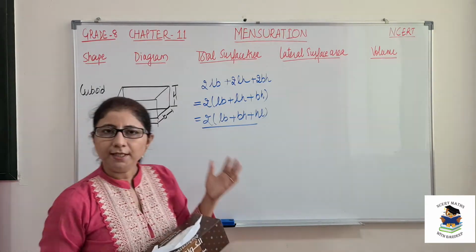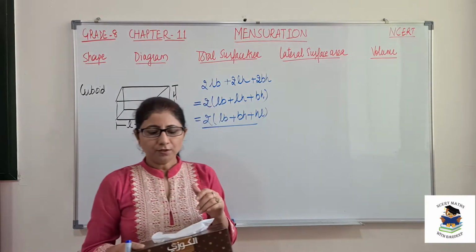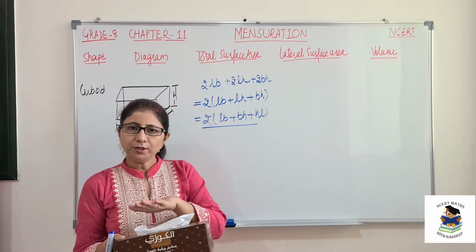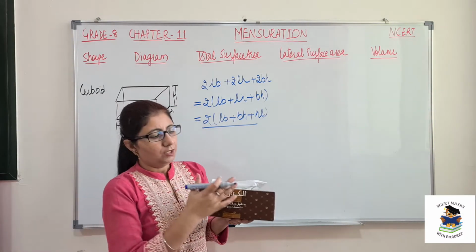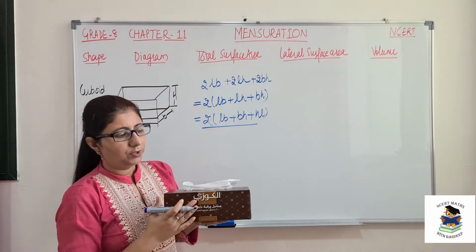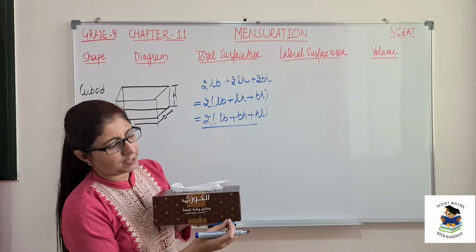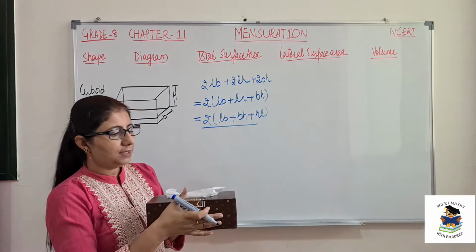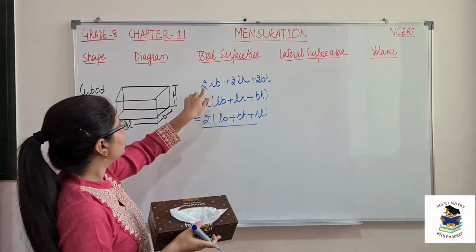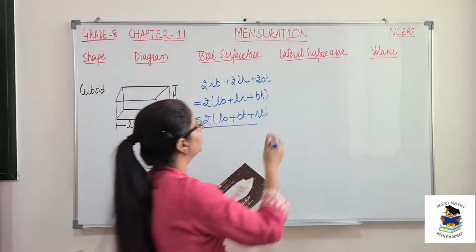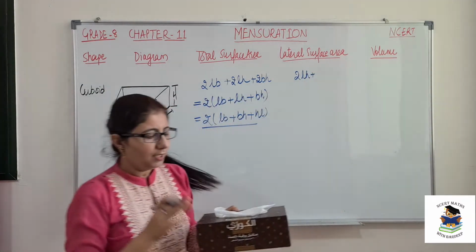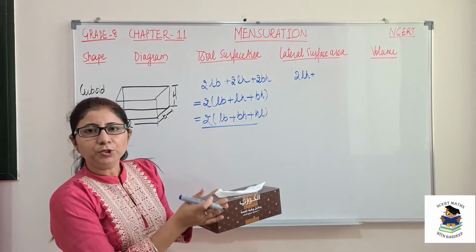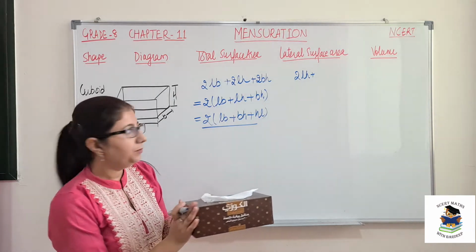Next comes lateral surface area. Lateral surface area means we should exclude the top and bottom. So now let's see what is the area of this rectangle. It was L into H. So this and this are to be included. So 2 times LH. Okay, this is B into H. So 2 times BH.